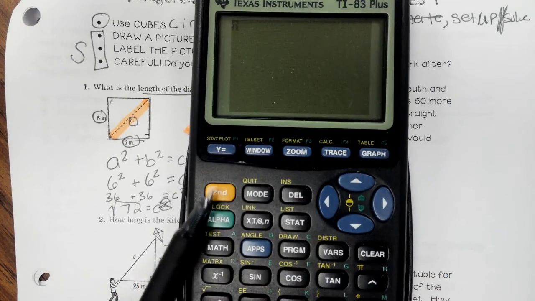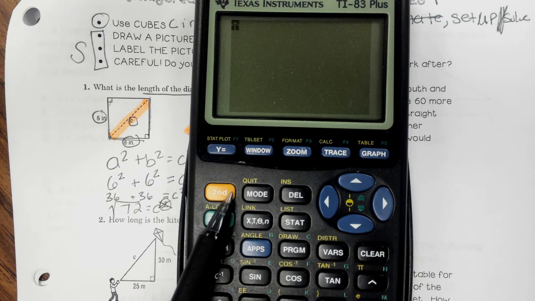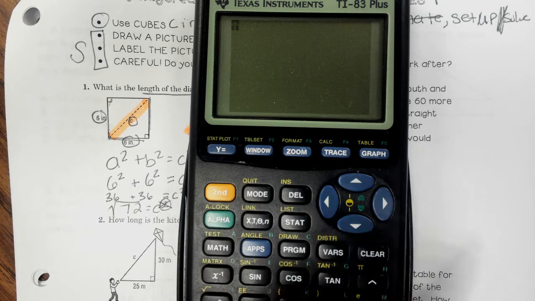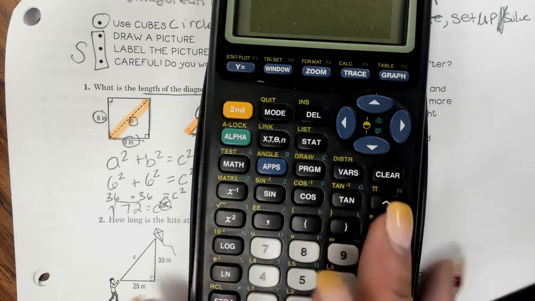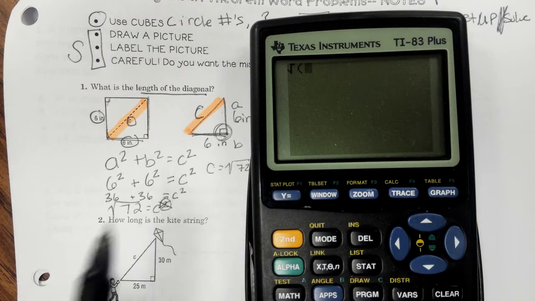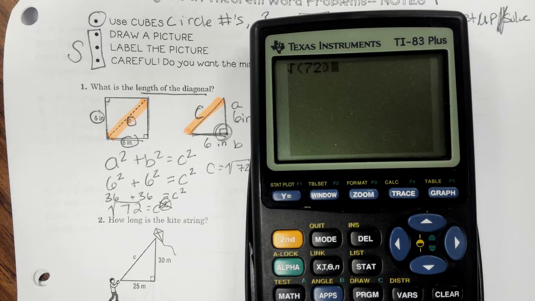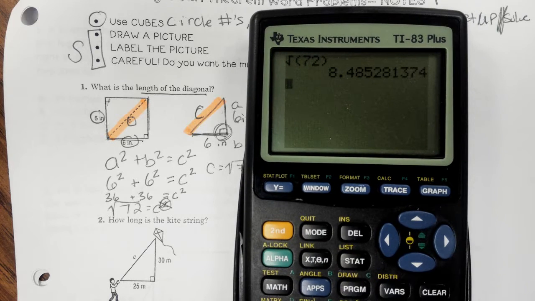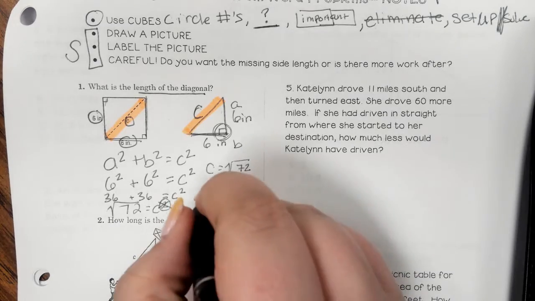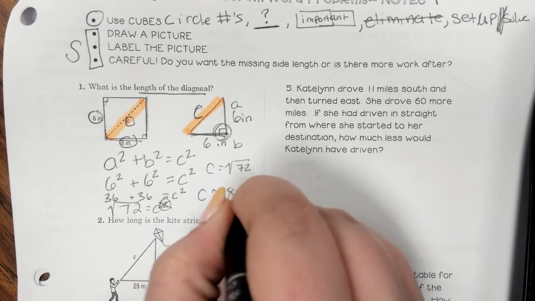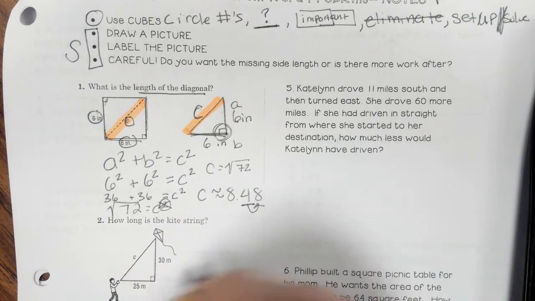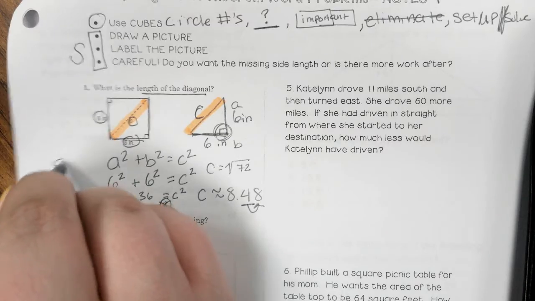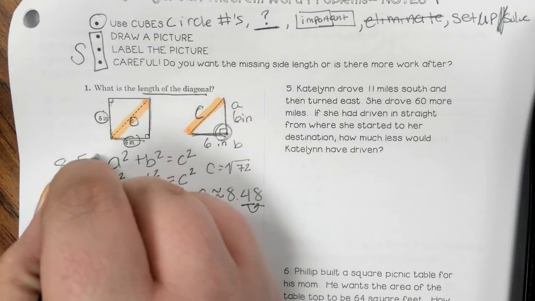The square root of 72. Second, if you're using an 83 or the black calculators, that's the yellow button. If you're using an 84, that's a blue button. Then hit x squared. You'll see the square root symbol pop up on your screen. I want the square root of 72. And then hit enter. The square root of 72 is 8.48. We're going to round to the nearest tenths. So c is almost 8.48. Rounding to the nearest tenths means I will make that 4 a 5. So this is going to be 8 and 5 tenths measured in inches.